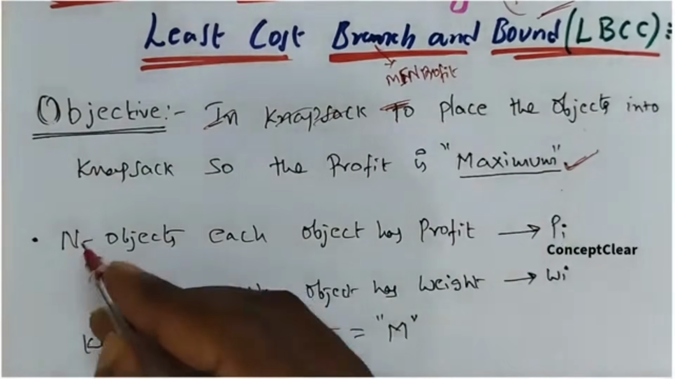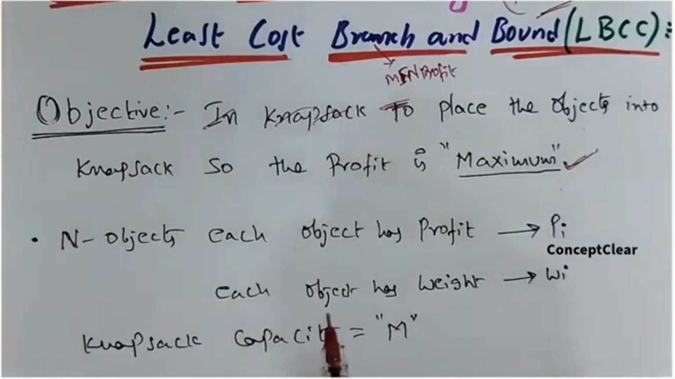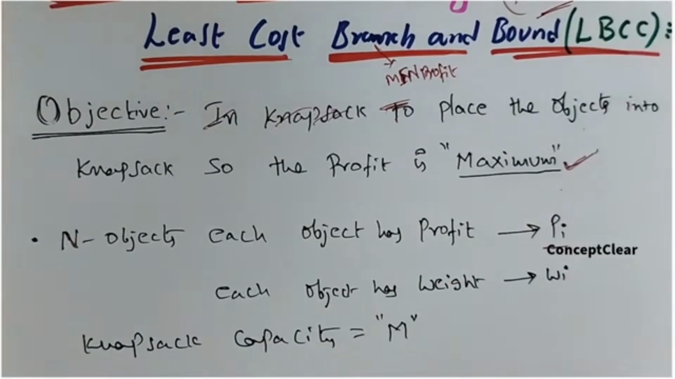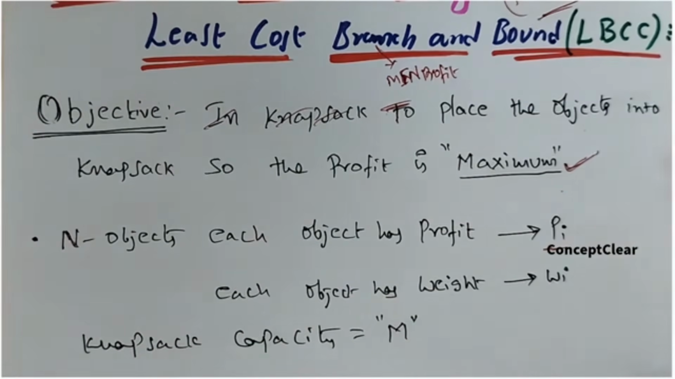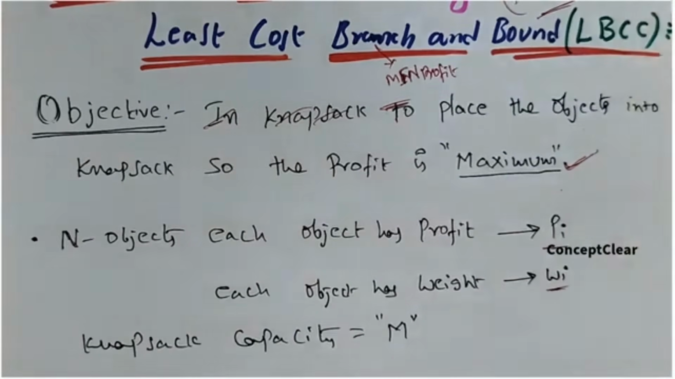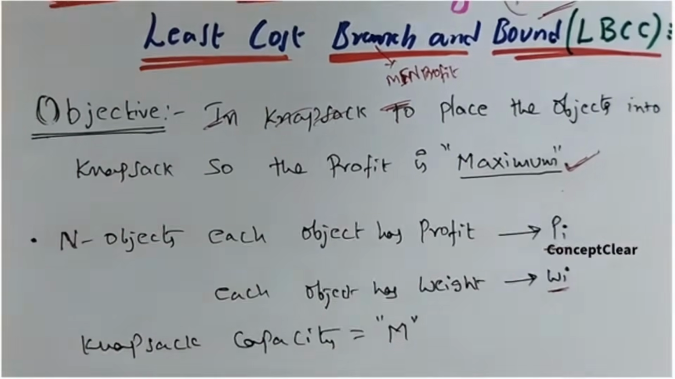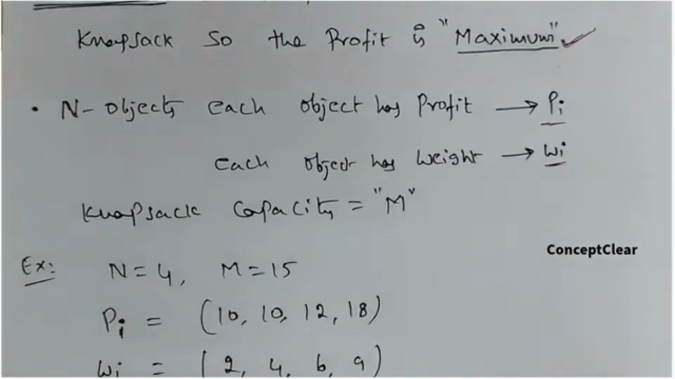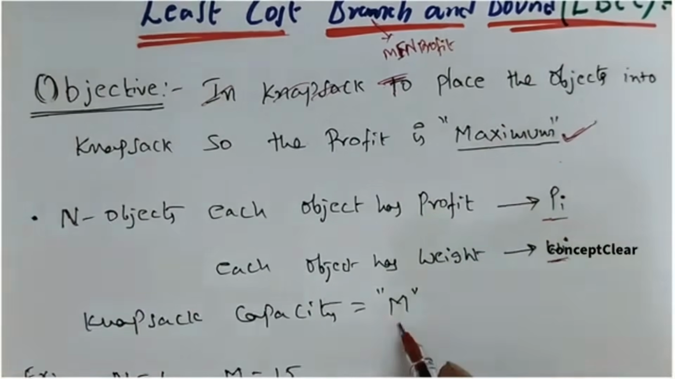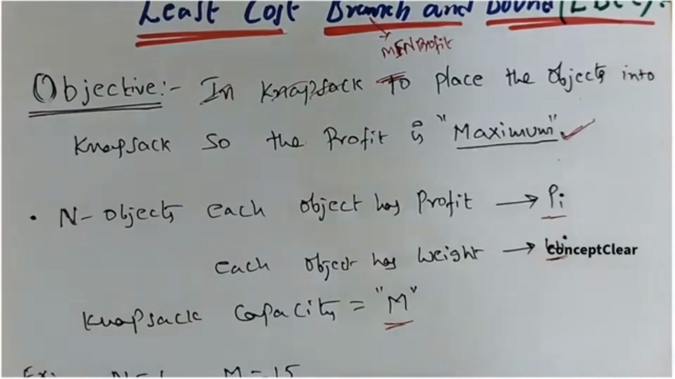Here we have n objects. Each object has a profit, that is the Pi value. Suppose there are 5 objects, the profits are P1, P2, P3, P4, P5. And each object has a weight, called Wi, that is W1, W2 up to W5. Every knapsack problem contains a capacity of the bag, which will be mentioned as M. M is the capacity of the knapsack bag.